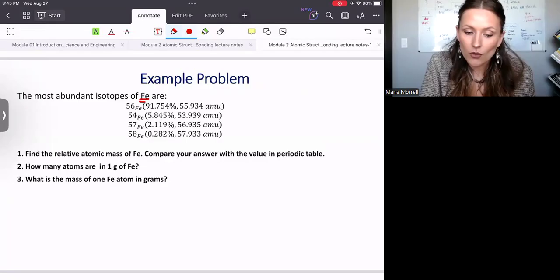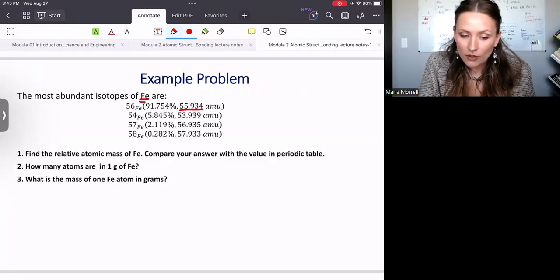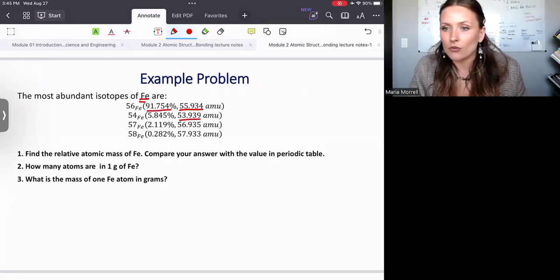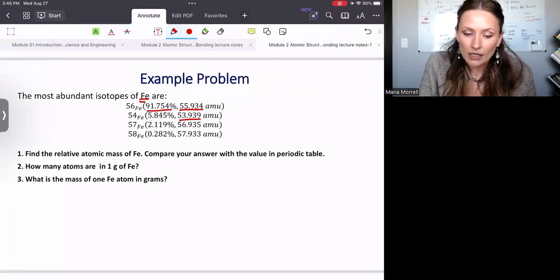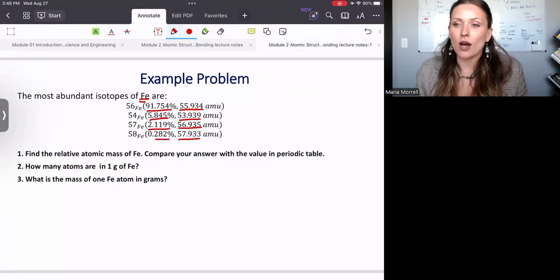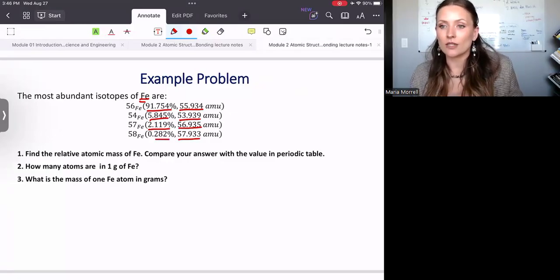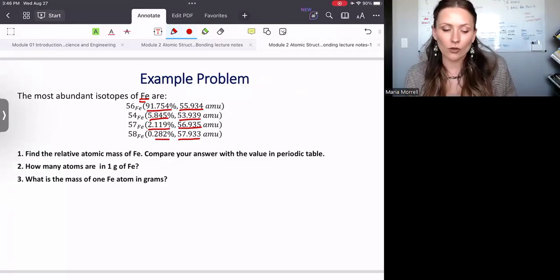Those are iron 56, right? And this is actually the most abundant. Now, iron 54, right? And this is the molecular weight. And this is basically the weight percent of that specific iron on Earth, right? And then you guys, of course, have another two, okay? So iron 57 and iron 58 are a lot more rare, okay?